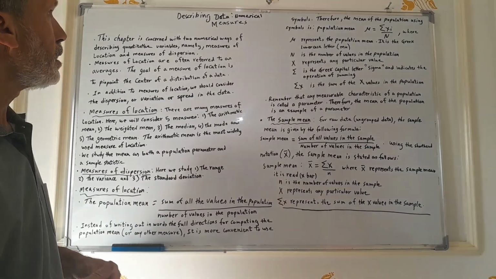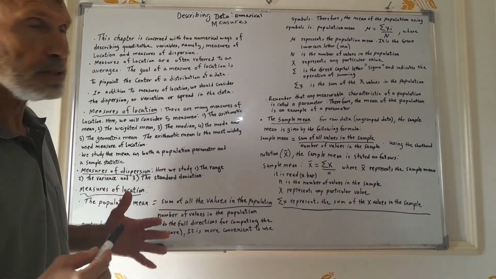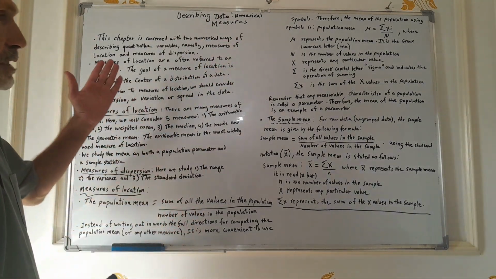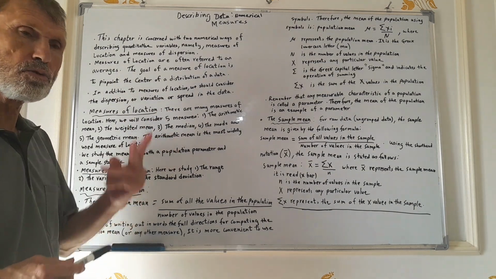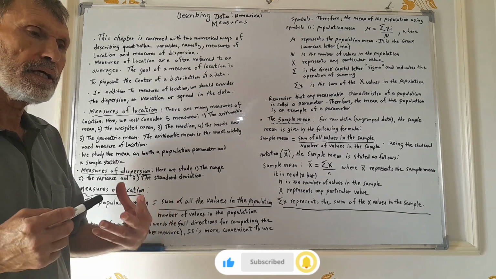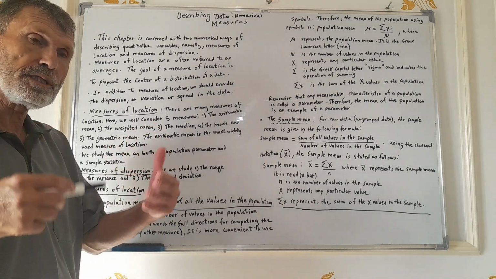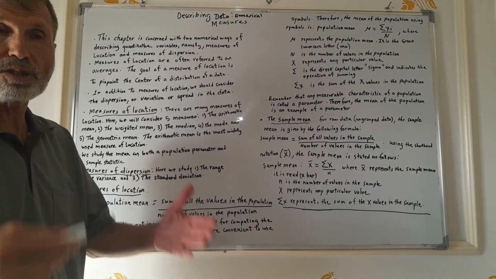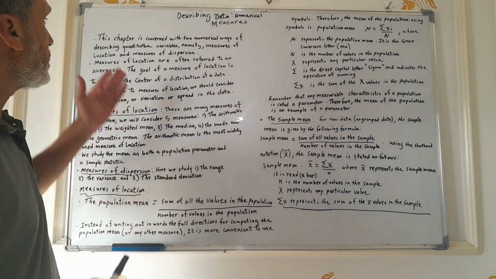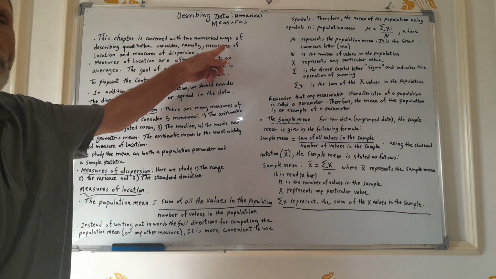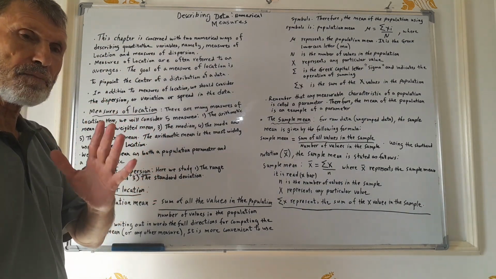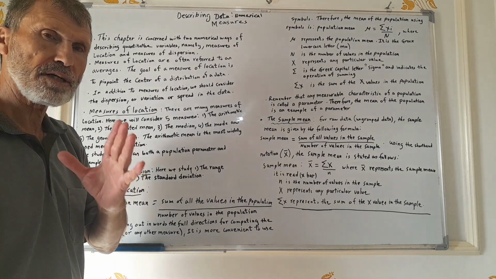Okay, now we move to talk about a new chapter describing data numerical measures. As you can see in this chapter, we're going to discuss two types of measures, which are measures of locations, and we're going to study the different types of measures of location and measures of dispersion. This chapter is concerned with two numerical ways of describing quantitative variables. Remember that quantitative variables are the ones that are stated numerically.